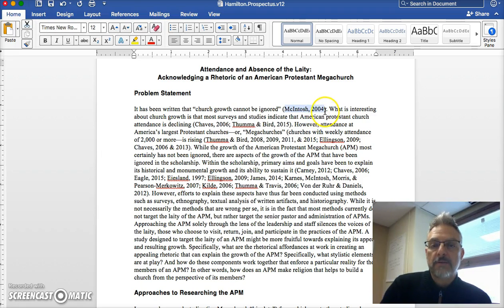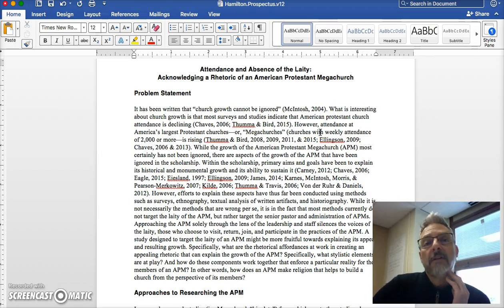Macintosh, 2004. Notice that there is no period after the quote. The ending punctuation goes after the in-text citation. Then I have another sentence here. I say what is interesting about church growth is that most surveys and studies indicate that American Protestant church attendance is declining. Now, when you make a statement like that, and I know I pointed this out to several of you, I might highlight a sentence and say, this sentence screams for a citation.